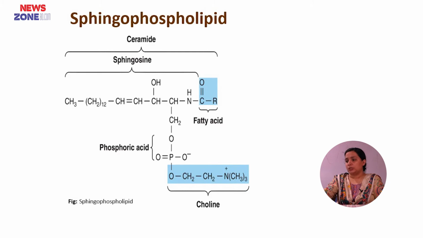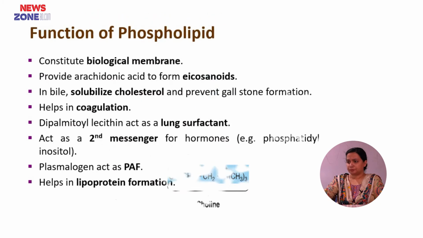Sphingophospholipid. In a sphingophospholipid, what is present? Sphingol, a fatty acid and a phosphoric acid. The functions of phospholipids: they constitute biological membrane. The main component of biological membrane is phospholipid. As we know, biological membrane is composed of a lipid bilayer.